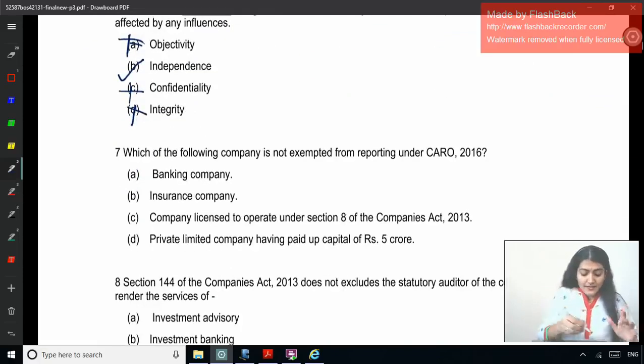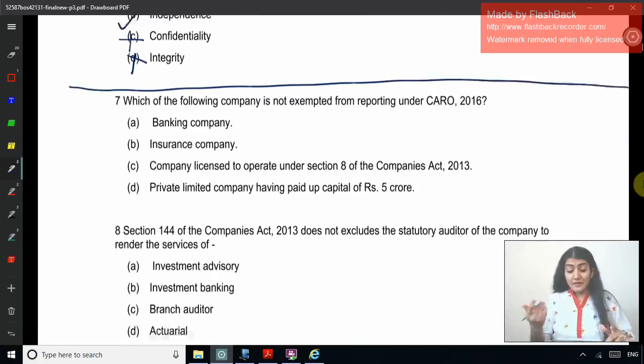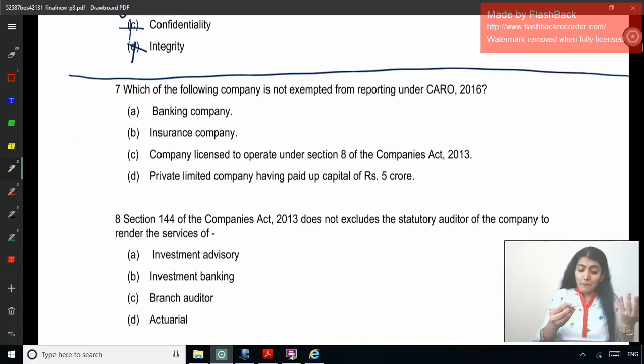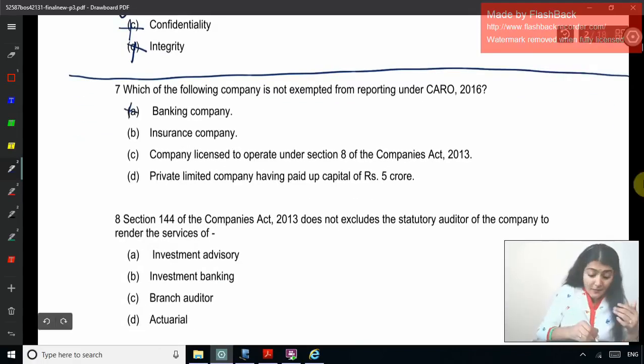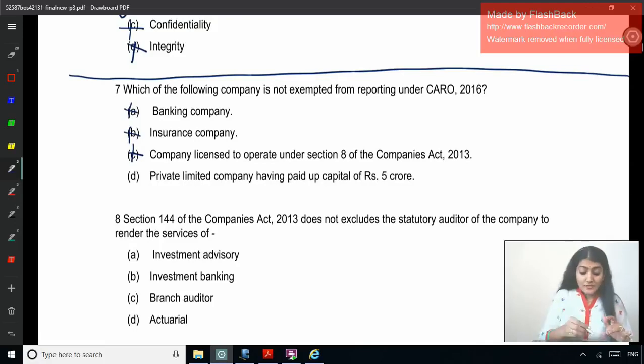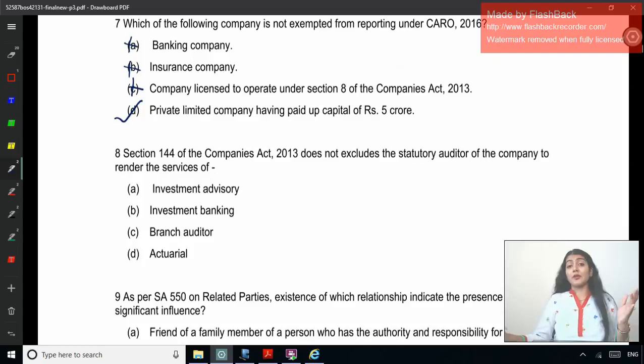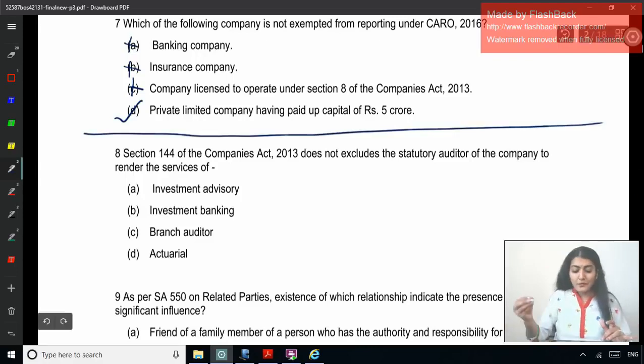Okay, next one, which of the following companies is not exempted from CARO? So which are the companies exempted from CARO? Banking company, CARO not applicable. Insurance company, CARO not applicable. Section 8 companies, CARO not applicable. So these companies are exempted from CARO. So which is the company not exempted from CARO? Private limited company having paid up capital of 5 crore. What is the limit for a private limited company? Paid up share capital and reserves and surplus not exceeding 1 crore as on the balance sheet date, and your paid up capital is 5 crore. So obviously to this company, CARO is going to be applicable.